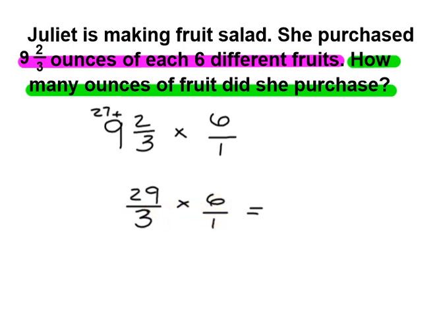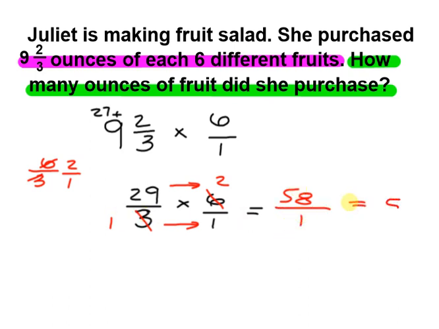6 and 3, I can make that smaller. Okay? So I can make this a 2 and a 1. Because if I had 6 over 3, it would turn into 2 over 1. And I can't do anything else. So when I multiply across, I have 29 times 2, which is going to be 58. And 1 times 1 is 1, which means she purchased 58 ounces of fruit.